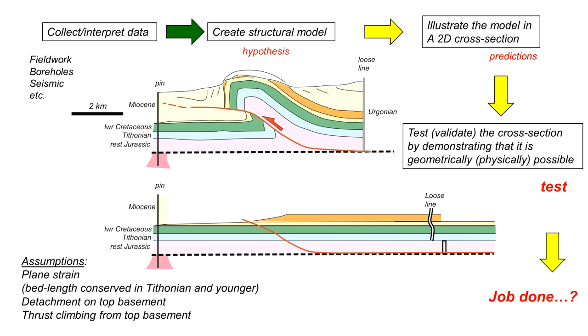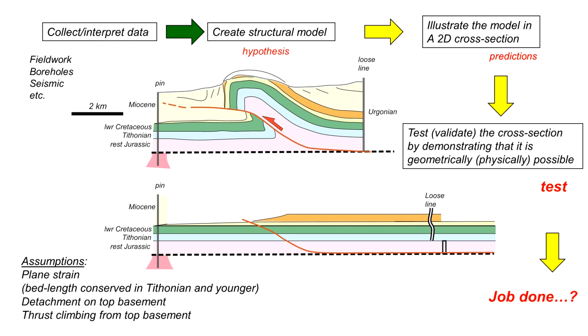We've collected and interpreted some field data, we've applied a structural model, the ramp anticline, we've illustrated it on a two-dimensional cross-section, we have then tested it by restoring it. We've seen that it restores to a geometrically, physically possible state, in other words, some stratigraphy that we see on the template in there. So our cross-section and therefore the structural model has passed the test. And conventionally you might rub your hands and say the job is done. We've finished, we can move on to a different example.